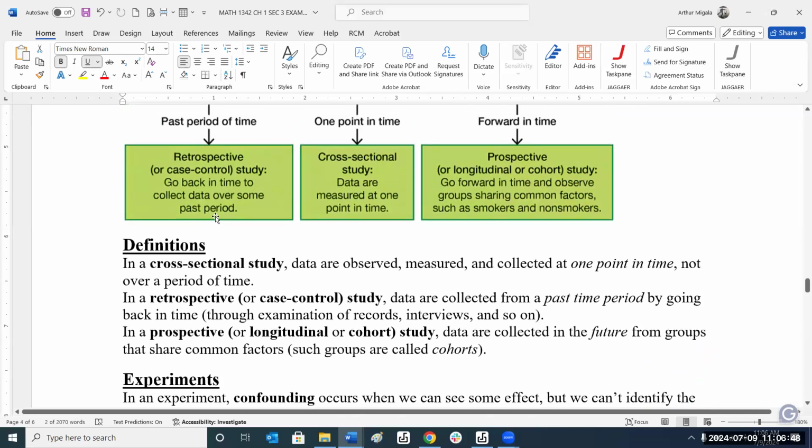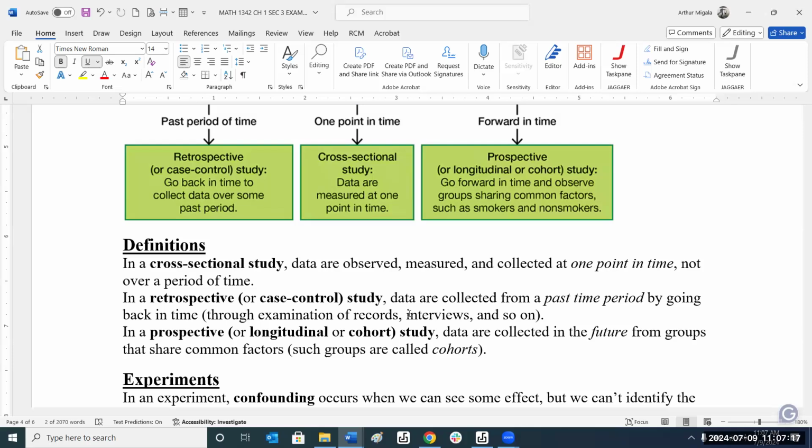In a cross-sectional study, which is on the one time, data are observed, measured, and collected at one point in time, not over a period of time. So it's a snapshot. Retrospective, case control. Data collected from past time period by going back in time through examination of records and interviews, which is really what most of today's research is made of, both of those.